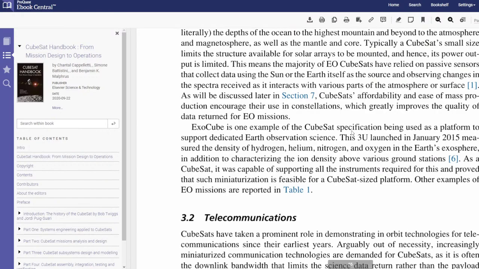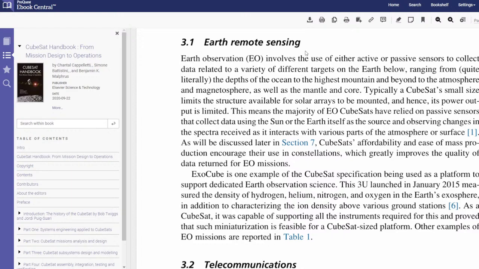Astronomy. Just do this one. Earth observation involves the use of either active or passive lenses to collect data related to a variety of different targets on Earth below, ranging from quite literally the depth of the ocean to the highest mountain and beyond to the atmosphere and magnetosphere, as well as the mantle and core. Typically, a CubeSat's small size limits the structure available for solar arrays to be mounted, and hence its power output is limited. This means the majority of EO CubeSats have relied on passive sensors that collected data using the Sun or the Earth itself as a source and observing changes in the spectra received as it interacts with various parts of the atmosphere or surface.